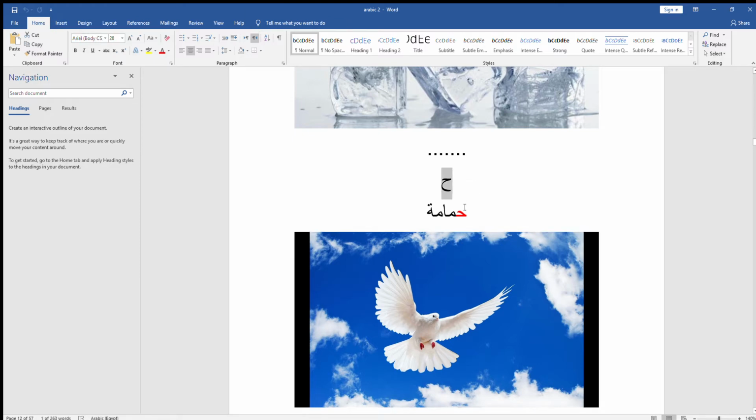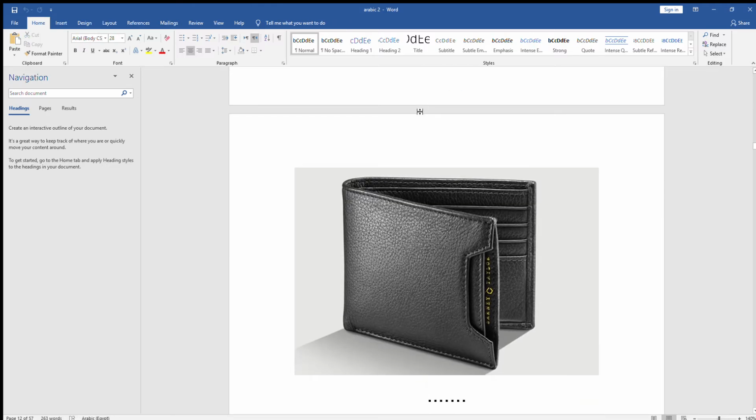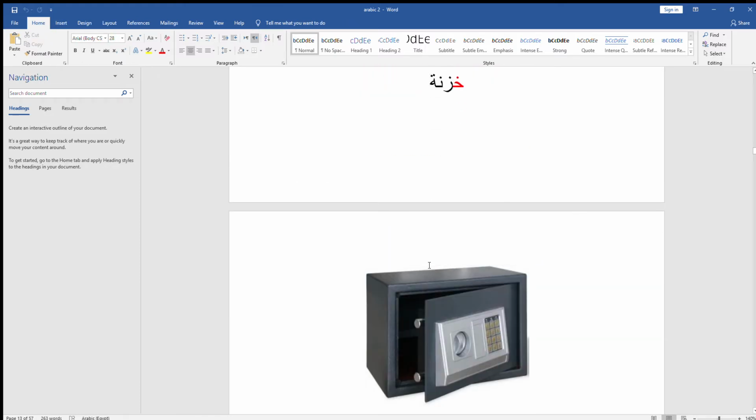حاء. حاء at the beginning of the word, like حمامة, and this is حمامة. حاء between two letters, like this word محفظة, and this is محفظة. And حاء at the end of the word, like this: بلح.